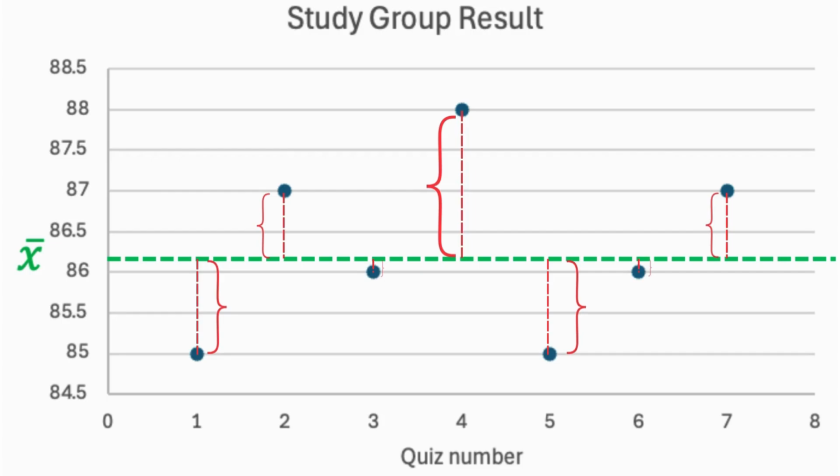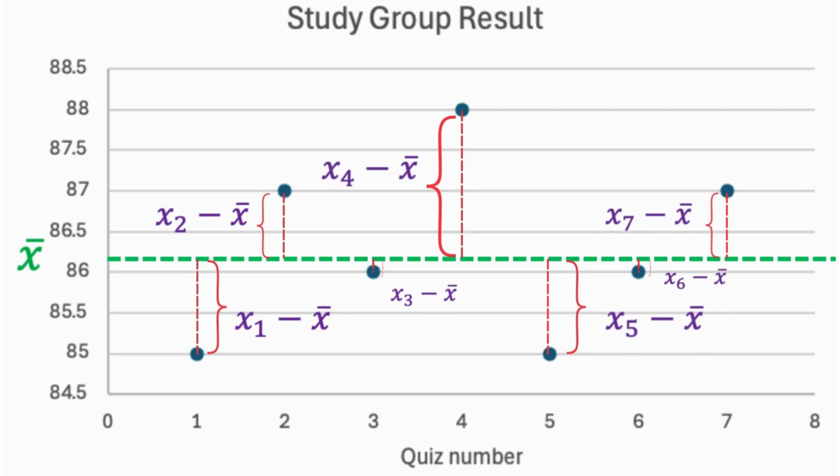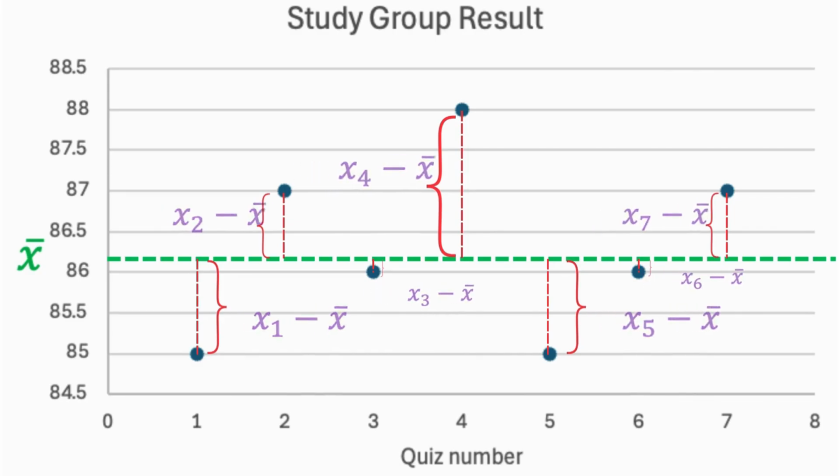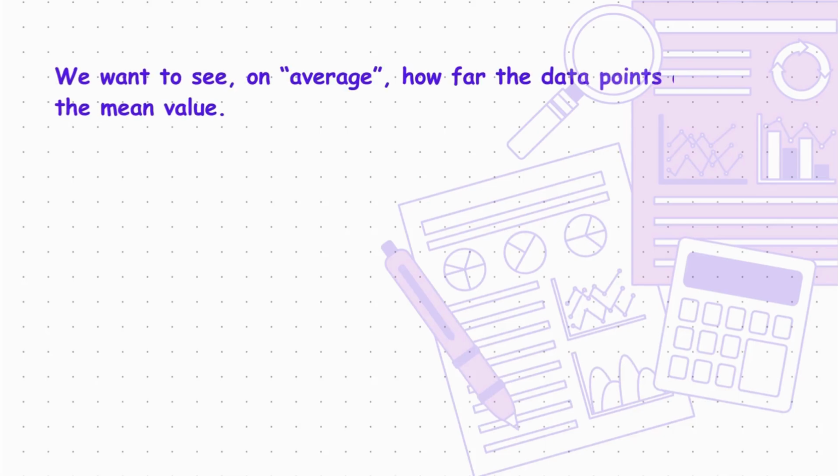So in the example that we are talking about, if we calculate all the differences for each of the points, you will see that we will have the first difference as x1 minus x bar, the second difference as x2 minus x bar, the third one x3 minus x bar, and so on to the last point. As we said, we want to calculate the average of these differences, which is by definition the sum of them divided by the number of them.